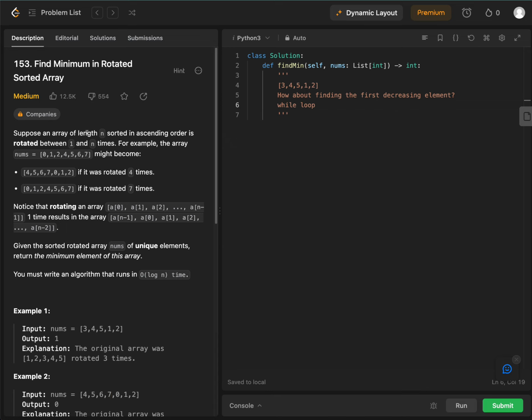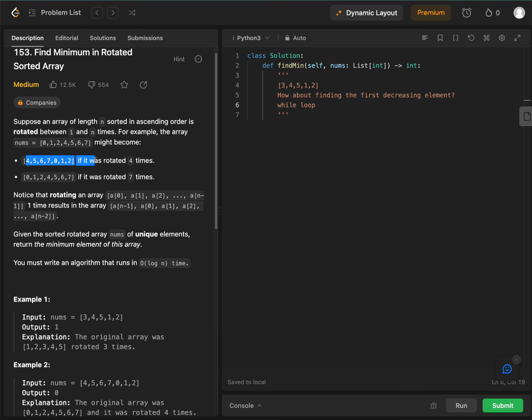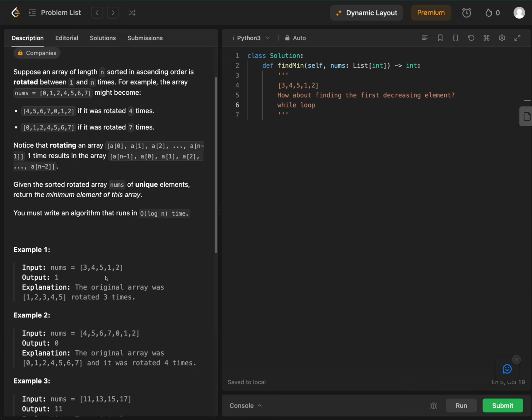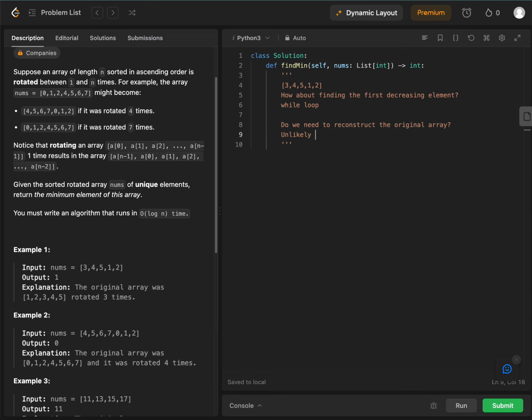Suppose an array of length n sorted in ascending order is rotated between 1 and n times. Nums equals 3, 4, 5, 1, 2. Do we need to reconstruct the original array? Unlikely, right?